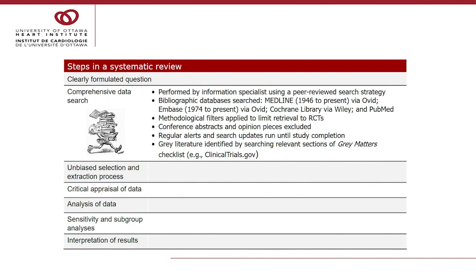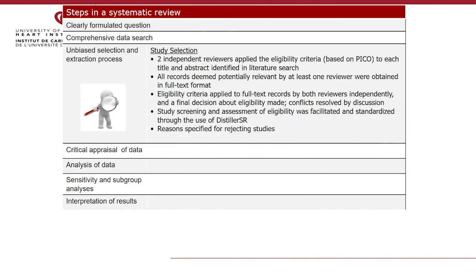Okay. Unbiased selection and extraction process. We used 2 independent reviewers using eligibility criteria based upon that PICO. They looked at all the titles and abstracts that were found in the literature search. Any one that was deemed relevant by one reviewer went on to full text. At the full text level, each reviewer would have to say it's in or out, and they would have to agree, again, using the same eligibility criteria. All of this process would be facilitated by Distiller software, where we can hold on to the PDFs and manipulate them the way we wish. And the reasons for rejecting studies, we always record.